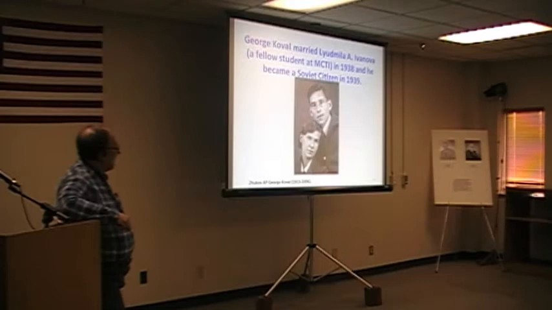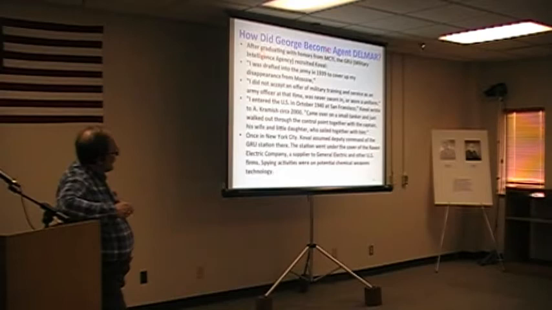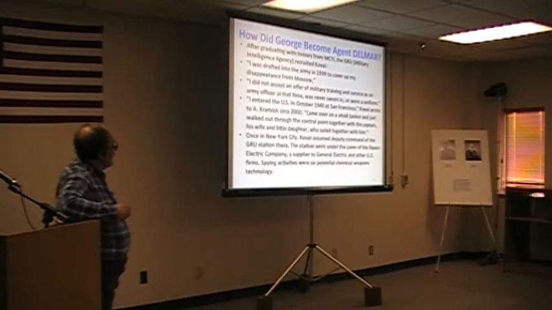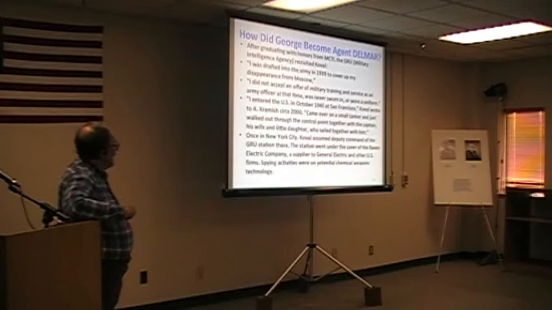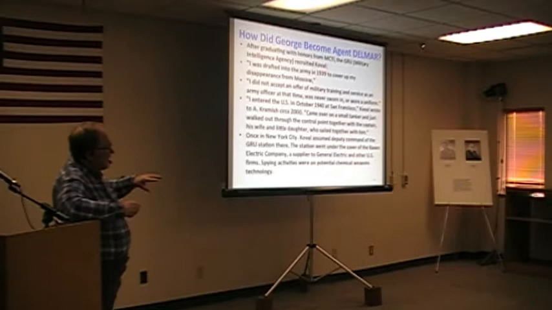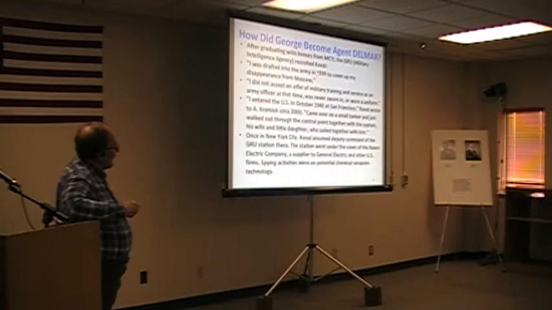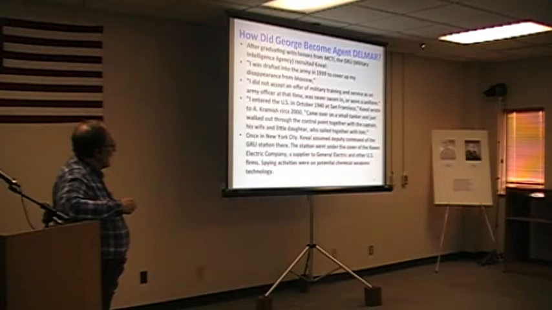Next slide. So now we're going into how George became the agent Delmar. Delmar was a code name that he had as a Soviet agent. The GRU, the military intelligence of the Soviet Army, actively recruited him. In messages that George sent to an American friend, he said that after he agreed to, he decided to do this rather than continue graduate school. And he was officially drafted into the Army to cover his disappearance. What they did, they took him and trained him. He did not accept an offer of military training and service as an Army officer.